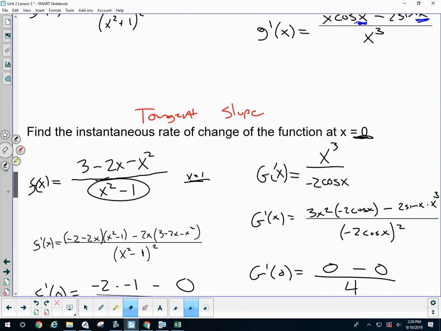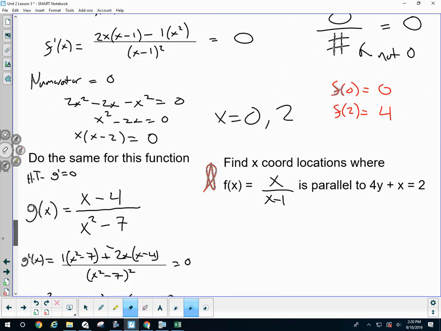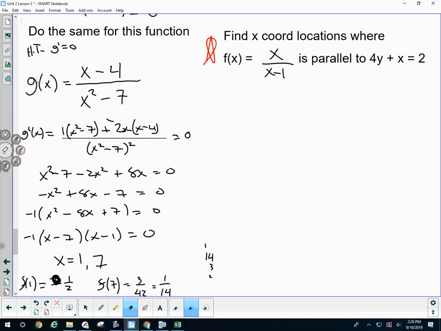All right. Now, horizontal tangents, find when a tangent produces a slope of 0. Tangent slope generator generates a slope of 0. Finding where tangents are parallel to certain lines just changes what we do a little bit. Instead of finding when a tangent slope generator generates a 0, we're going to find when a tangent slope generator generates the slope of this line.